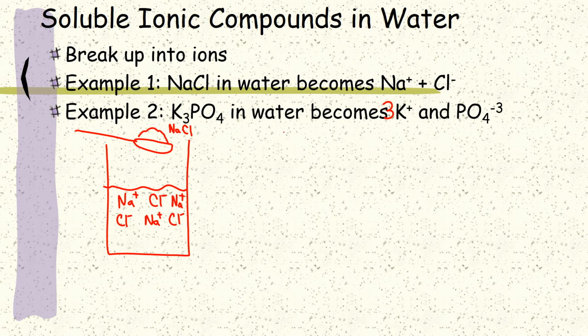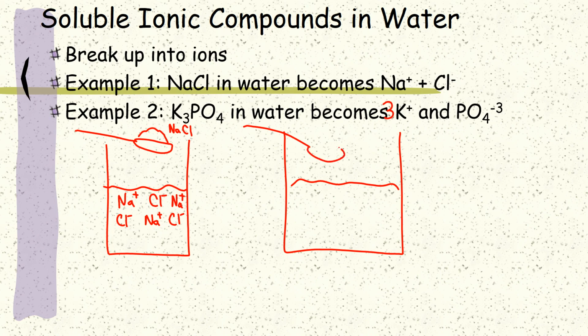With potassium phosphate, on the other hand, so I've got my spoonful of it, whenever this one breaks apart, for every 1 phosphate, I'm going to have 3 potassium ions.